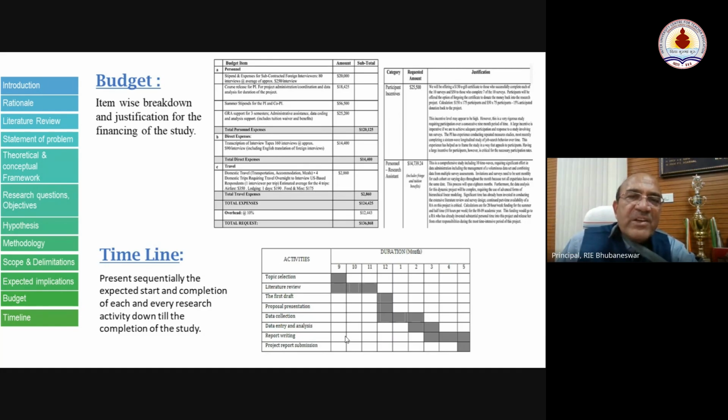For example, I have given here how many personnel I have to engage. So stipend expenses for subcontractual foreign interviewers, for course release for the principal investigator, summer stipend, right? GRA support for 3 semesters. So some budget is there in terms of dollars. Similarly, we can have it in terms of rupees. Then total personnel expenses, expenses on human resource, right? Then direct expenses, transcription of interview tapes, 160 reviews at the rate of approximately 90 per interview, like that. So this type of budget we have to formulate.